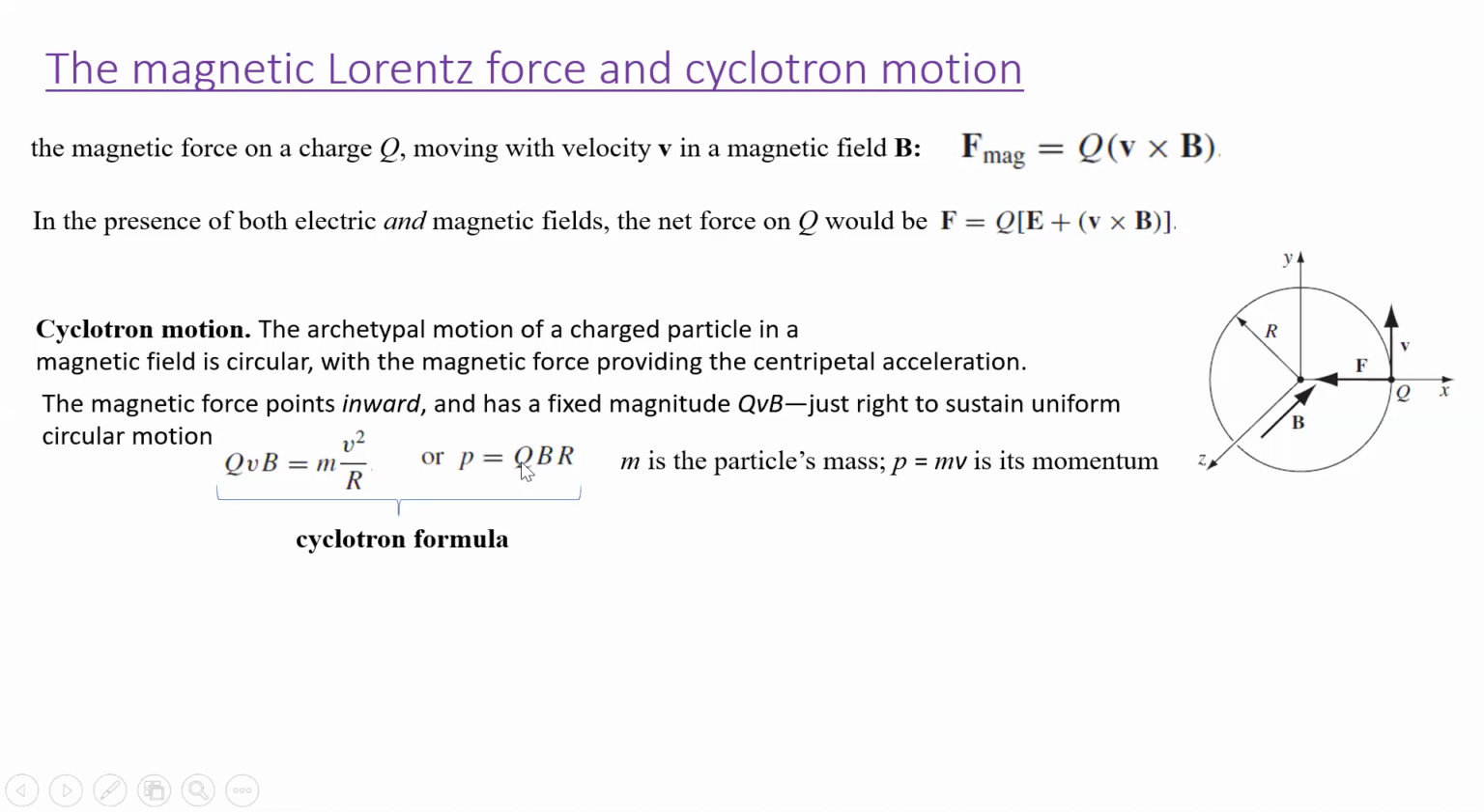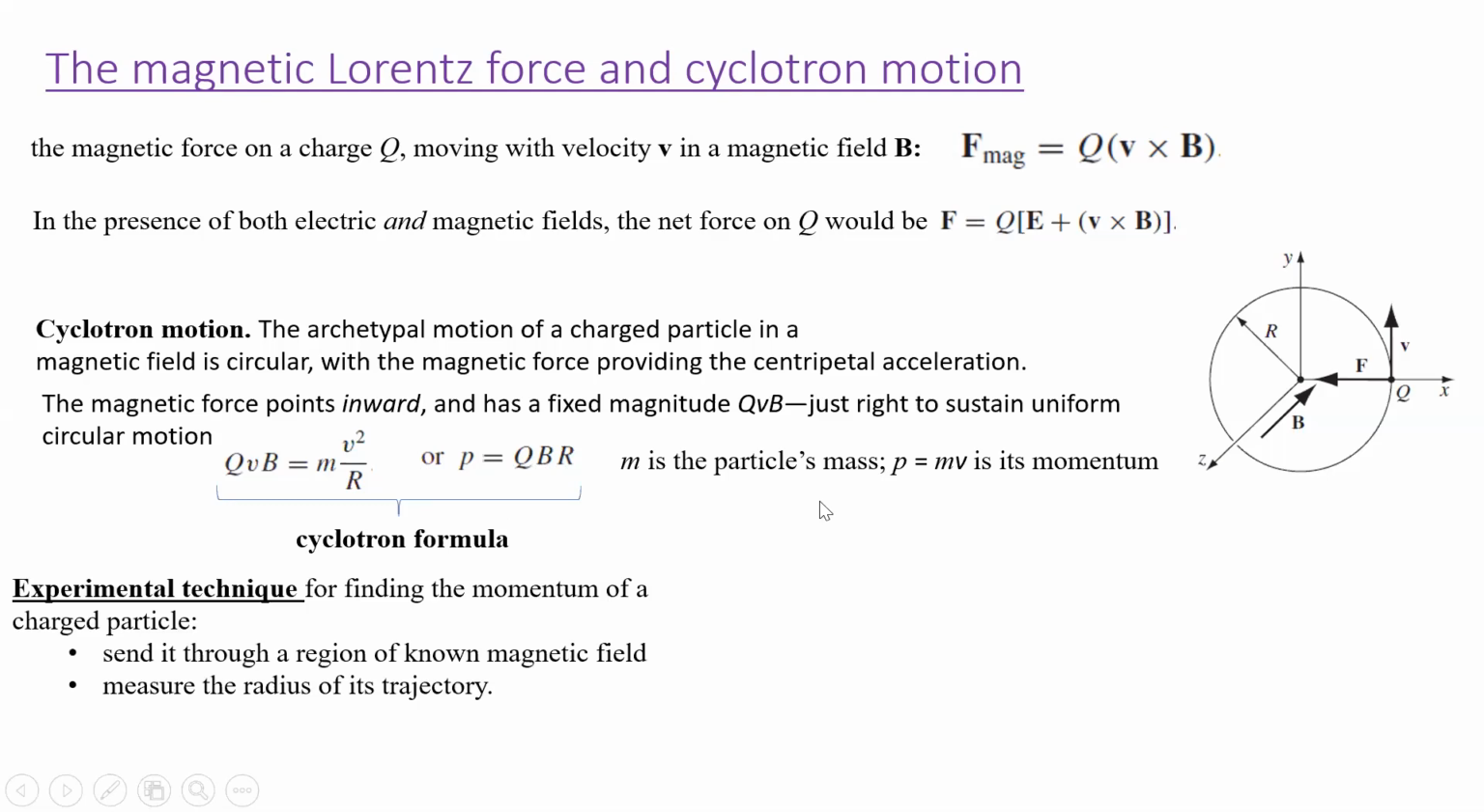So if we send a particle through, the bigger the charge, the bigger the field, the bigger the radius, the bigger the momentum of the particle must be. Okay, this leads to an interesting experimental technique for finding the momentum of a particle whose charge we know. For example, a hydrogen ion or a helium ion, also known as an alpha particle. Often we know the charges on particles.